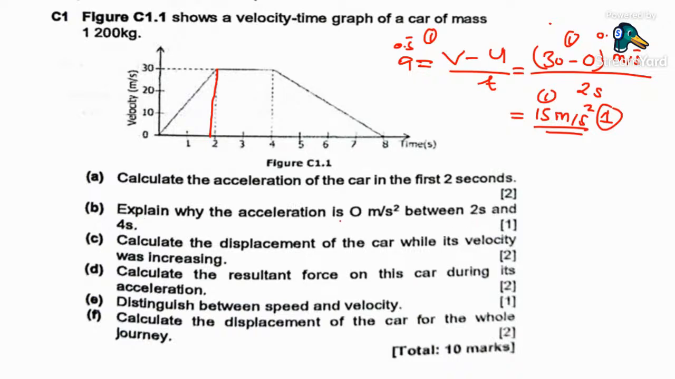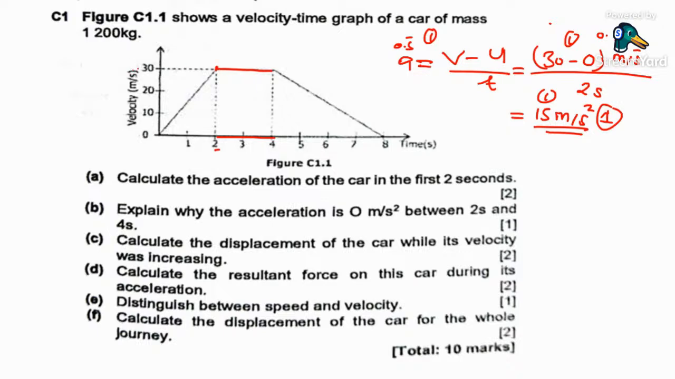Explain why the acceleration is 0 meters per second squared between 2 seconds and 4 seconds. So between 2 seconds and 4 seconds, which means right here, explain why the acceleration is 0. To make sense of this, you need to know what acceleration is, the rate of change of velocity. Okay, so look at this point.